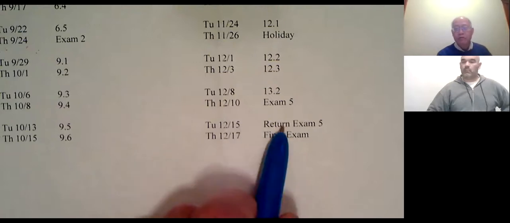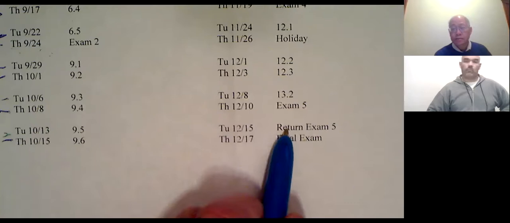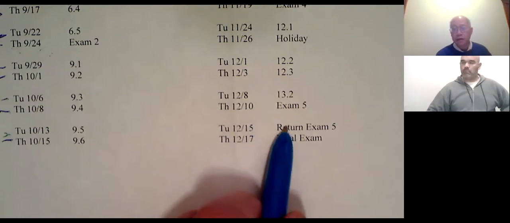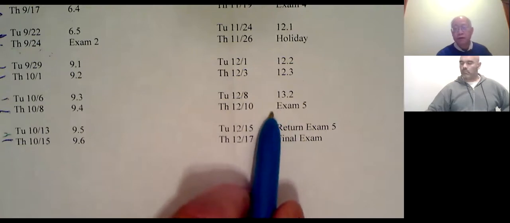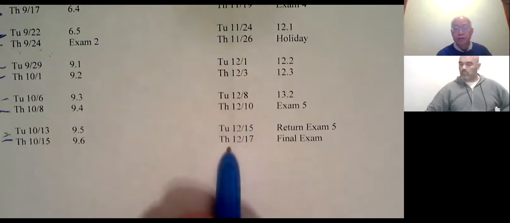I say return exam 5. I made this before I knew we were not meeting face to face. Ordinarily, if we met face to face, I would give it back to you on this day. Now, I just email you the exams over the weekend or something like that. But our final exam is scheduled to be on the 17th, and then we're done.